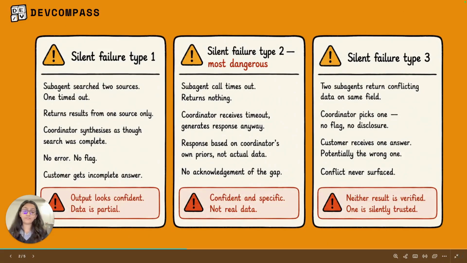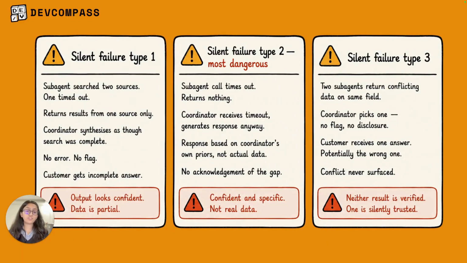Okay, so 3 failure modes. First, partial result treated as complete. The sub-agent searched the 2 data sources, one returned results, one timed out before returning. The sub-agent returned what it had, the first source's results, and the coordinator synthesized a response as though all sources had been searched. The customer gets an answer. The answer is based on incomplete data. Nobody knows, no error message, no flag, a complete silent failure.